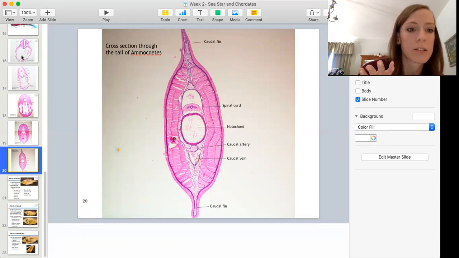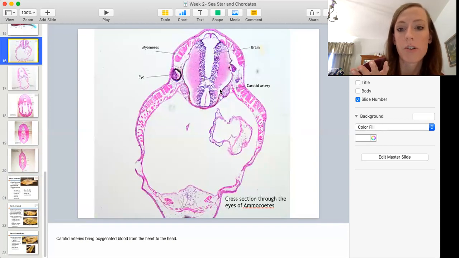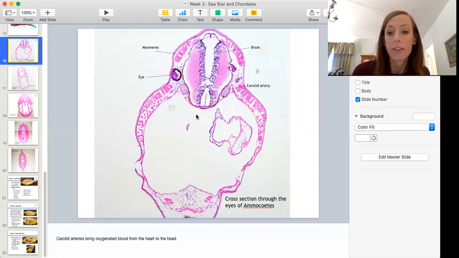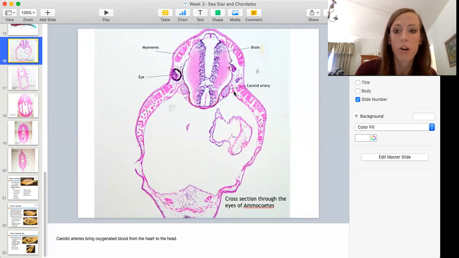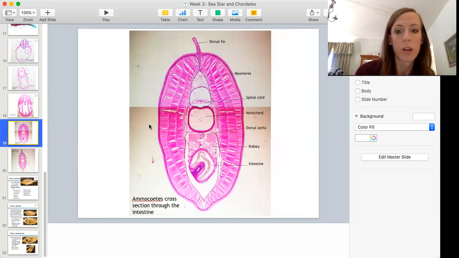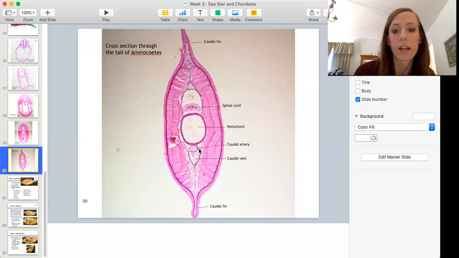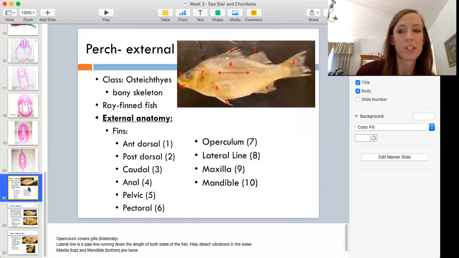I'm going to skip back to slide 16 just to show you the carotid arteries. I don't know if I mentioned their function. This is also oxygenated blood coming from the heart, but now going to the head region. Okay. So the carotid artery takes freshly oxygenated blood to the head, and then the dorsal aorta and caudal artery take that freshly oxygenated blood to the tail. Okay. And then all that blood has to return through the caudal vein from the tail. All right, so those are the cross sections of amacoetes. And we will now turn our attention to the perch.